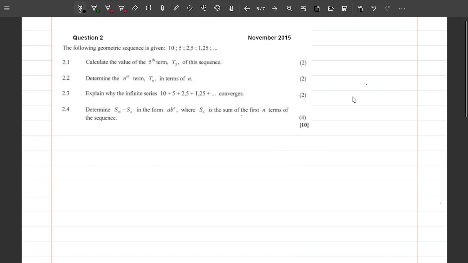So let's begin that. So first things first, we're going to look at the first question there. So we're given this geometric pattern 10, 5, 2.5, 1.25, and it goes on forever.